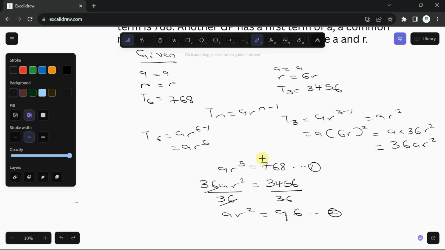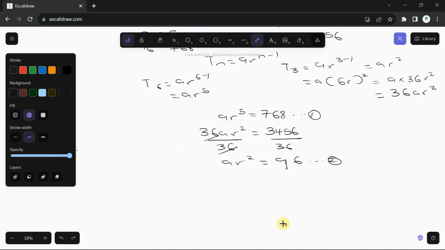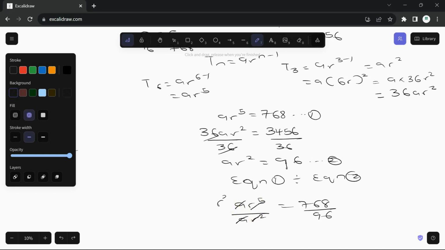So we have our equation 1, we have our equation 2. Do you guess what we're going to do next? Great. So we're going to divide, just like we did in the previous example. So this will be equation 1 divided by equation 2. That will be AR raised to the power of 5 divided by AR raised to the power of 2 is equal to 768 divided by 96. So A will cancel out, R squared will cancel out, just like in the previous example. This will return R cubed.